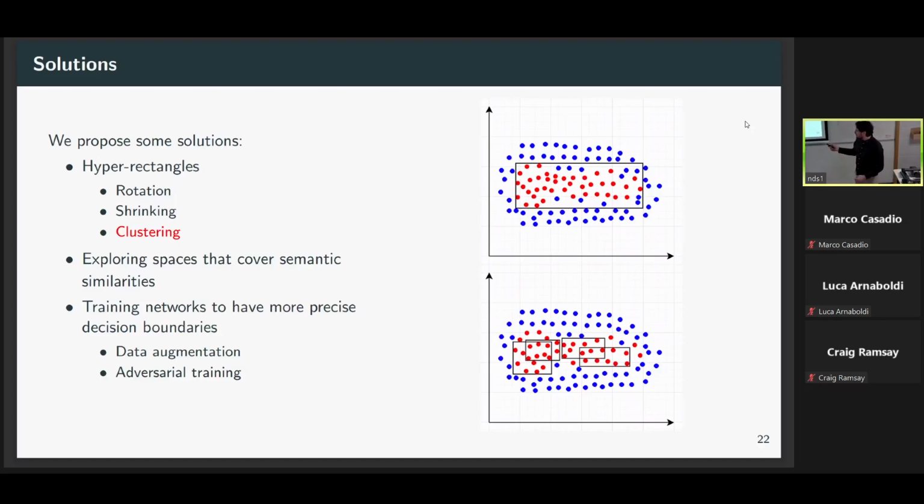Okay, in practice, this is also good because generally these hyperrectangles are quite big and are kind of too big to be verified yet. So it helps to have a lot of clusters and smaller hyperrectangles around them. But we're going to see that later.